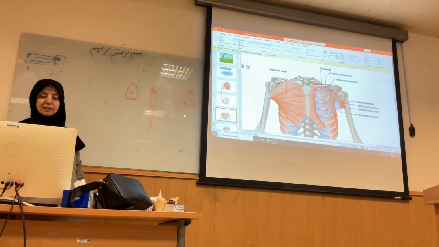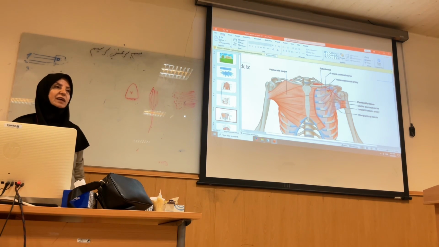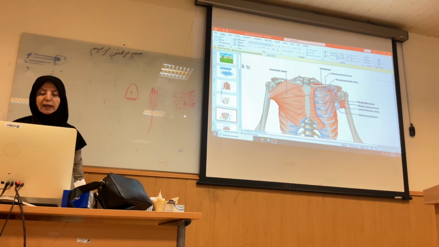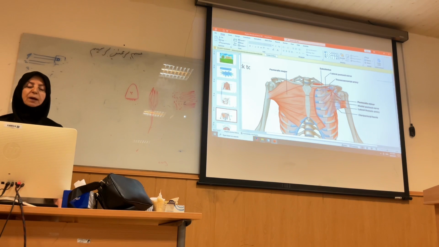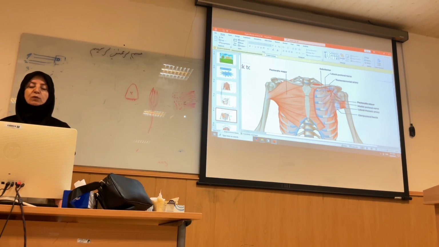This subclavius muscle superiorly connects to the subclavius groove in which surface of the clavicle? Inferior. And the inferior end of this muscle is going to connect to the first rib. So subclavius muscle is deep to pectoralis major. It is going to connect the first rib to the clavicle. To which surface of the clavicle? Inferior surface.